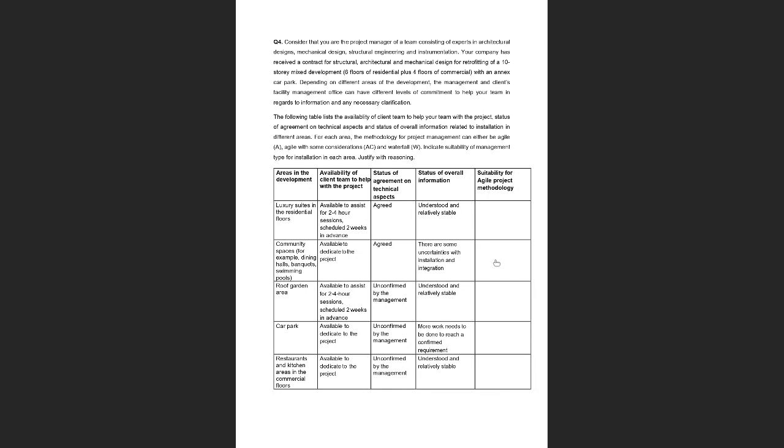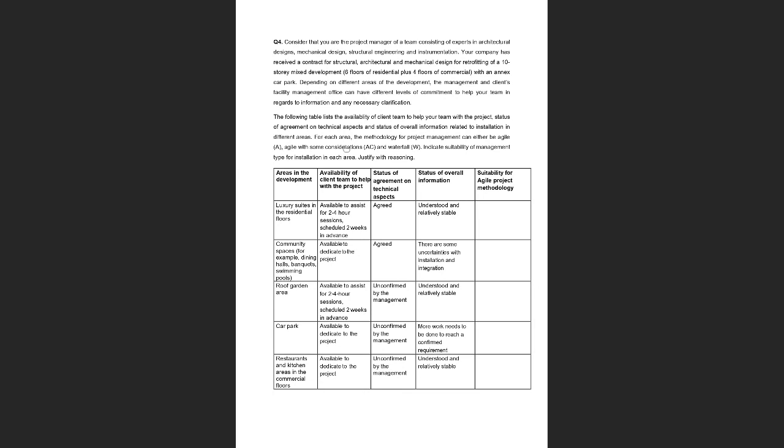Okay. Apart from that, there are some other things given. So first is how much time the client can dedicate to different areas of development, and the status of agreement on technical aspects. Now, whether the technical details have been sorted out or not. So again, this table says that. And what else? Also, the status of overall information. So these are 2 other factors that are given in the table as well. So how much of the technical specification has been sorted out and how much of the overall information is understood. This is also given in the table.